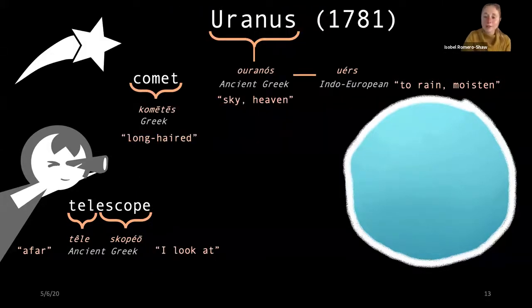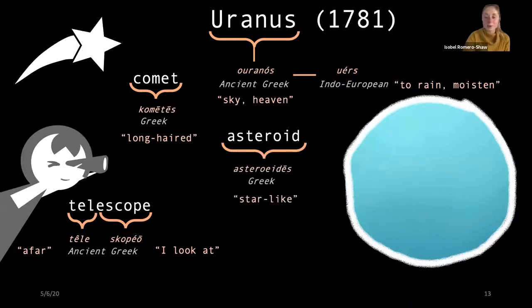Caroline made many discoveries herself, mostly of comets. The word comet stems from the Greek word meaning long-haired, referencing the long tail of a shooting star. And just related to that, the word asteroid stems from the Greek for star-like.